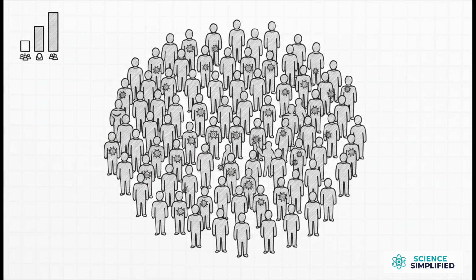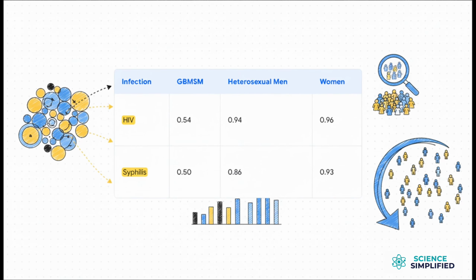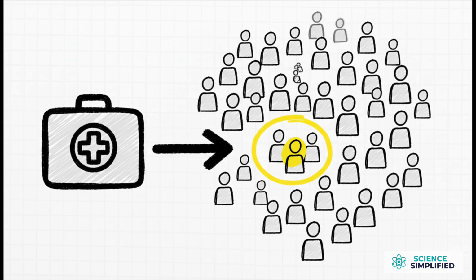But it gets even more interesting when you start comparing different population groups. Whoa. For heterosexual men and women, the risk for HIV and syphilis was almost totally concentrated. Okay, so what's the point of all this? How does it actually help create smarter policies?